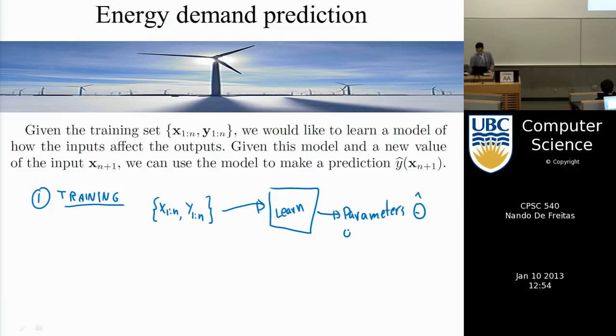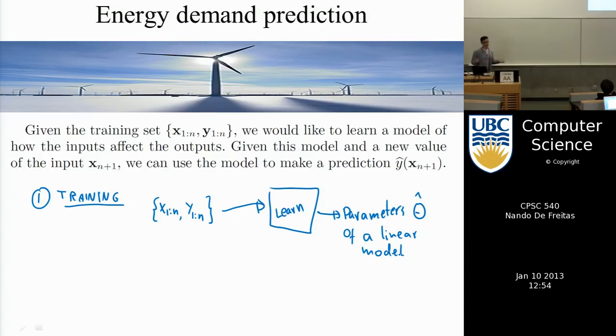Parameters theta of a linear model. Very briefly, a linear model in 2D is just a line. The parameters would be the slope and the intercept of the line. And in 3D, it would be a plane. As we go to high dimensions, it would just be a high dimensional plane.